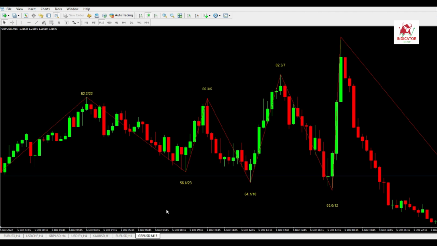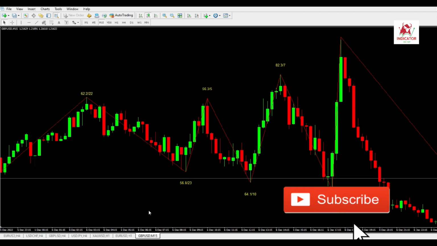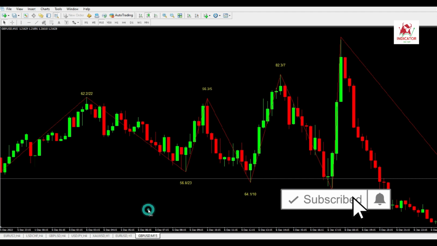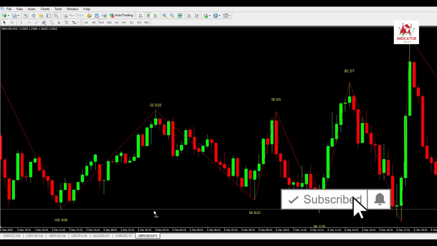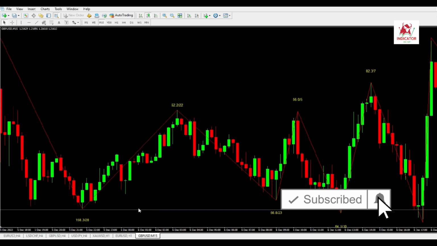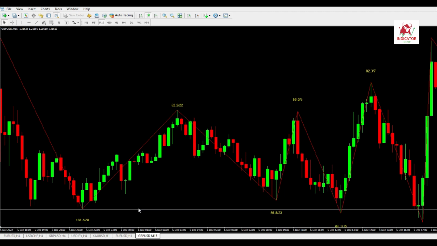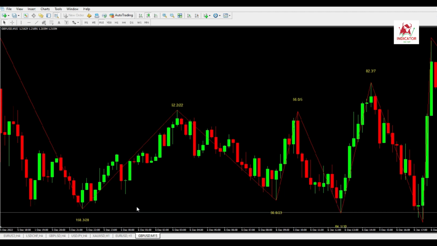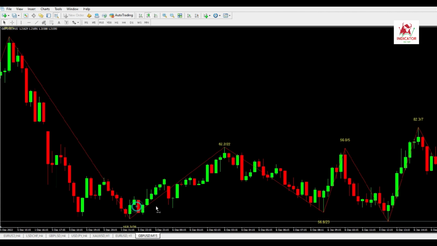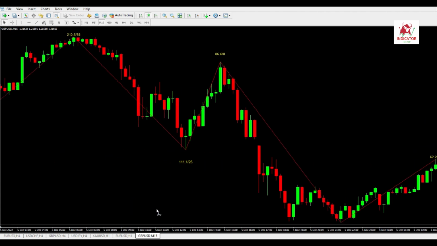Zigzag lines can also reveal reversal patterns, i.e. double bottoms and head and shoulders tops. Traders can use popular technical indicators such as the Relative Strength Index, RSI, and the Stochastics Oscillator to confirm whether the price of a security is overbought or oversold when the zigzag line changes direction. How to calculate the zigzag indicator.